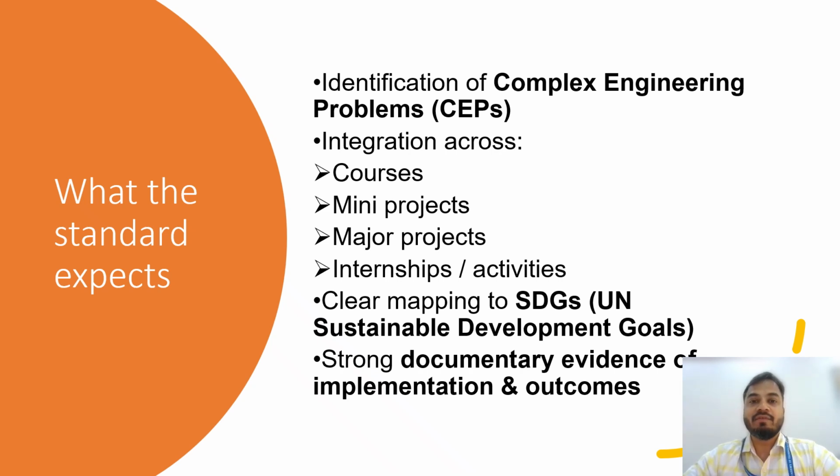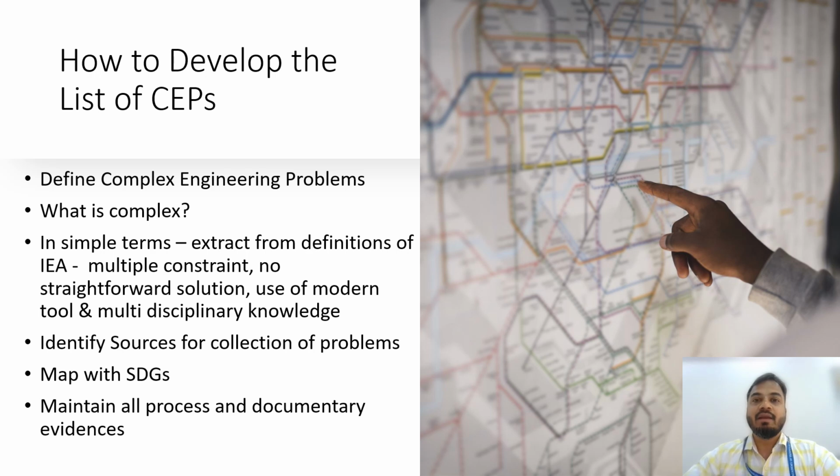Clear mapping of SDGs. All the complex engineering problems will relate to one or the other SDGs, and a clear mapping of these complex engineering problems has to be done to sustainable development goals. So strong documentary evidence of implementation and outcomes has to be maintained in the program with respect to complex engineering problems. Now, how do we develop this complex engineering problem?